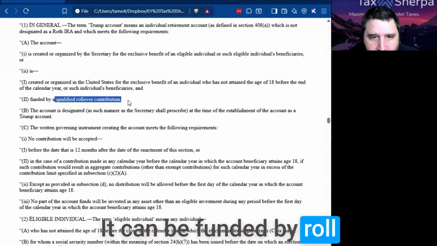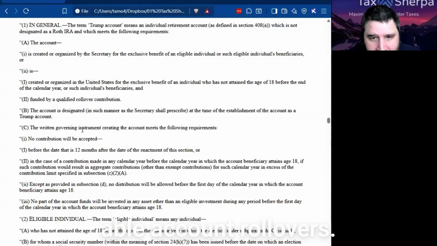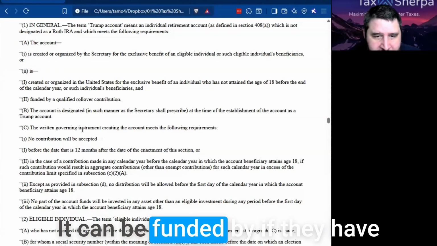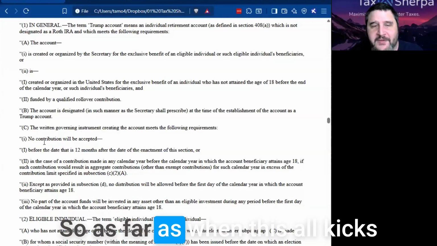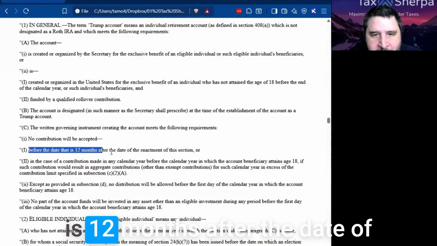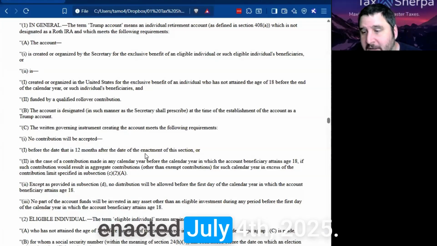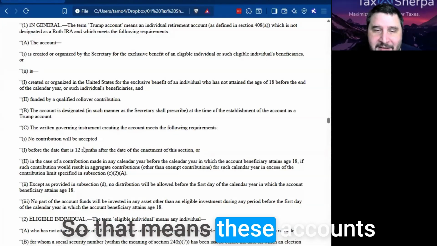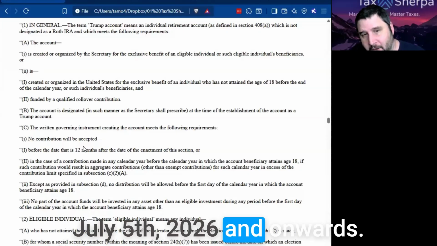It can be funded by qualified rollover contributions. It can be funded by ABLE account rollovers. It can be funded by other types of qualified rollovers. So as far as when this all kicks off, no contribution will be accepted before the date that is 12 months after the date of the enactment of this section. So this whole thing was enacted July 4th, 2025. That means these accounts will be able to be opened July 5th, 2026 and onwards.